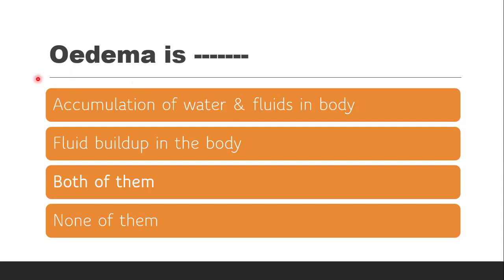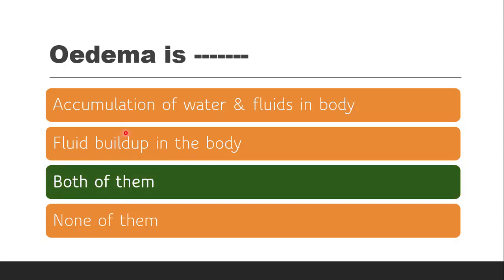Next question is what is edema? Edema is nothing but whether it's an accumulation of water and fluid in the body, whether it is fluid buildup in the body or both of them or none of them. If you see, the first and second options are almost the same, so both of them are the correct answer. Histamine causes edema, that is accumulation of fluid and water in the body.